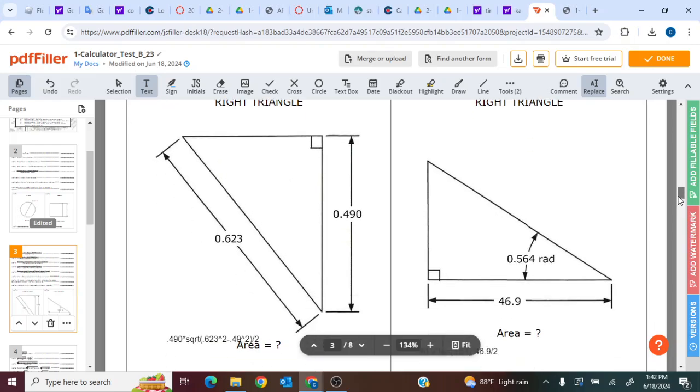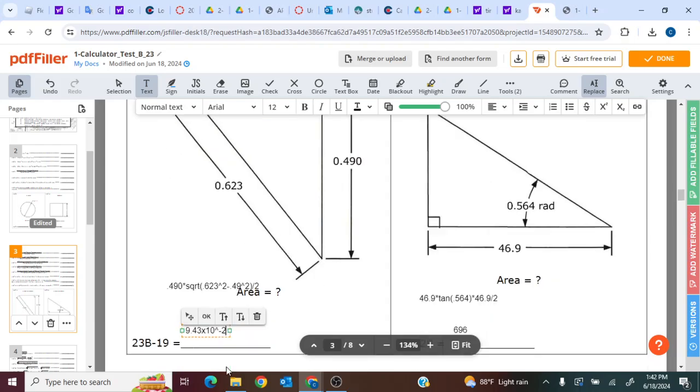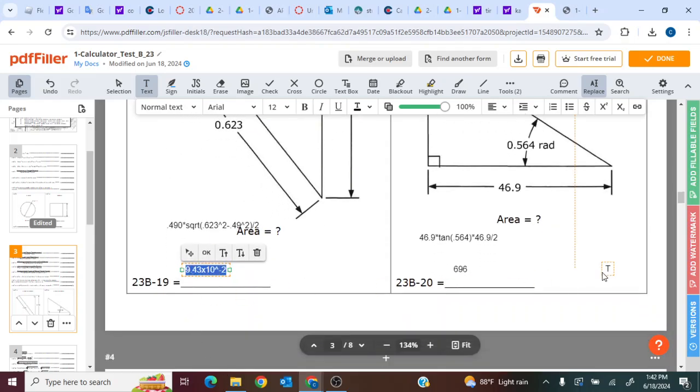Number 19, a right triangle. The area is length times width over 2. Figure out this side by the Pythagorean theorem right here. Multiply it by this side and divide by 2 because it's a triangle. And if you do that, you will get 9.43 times 10 to the power of -2.